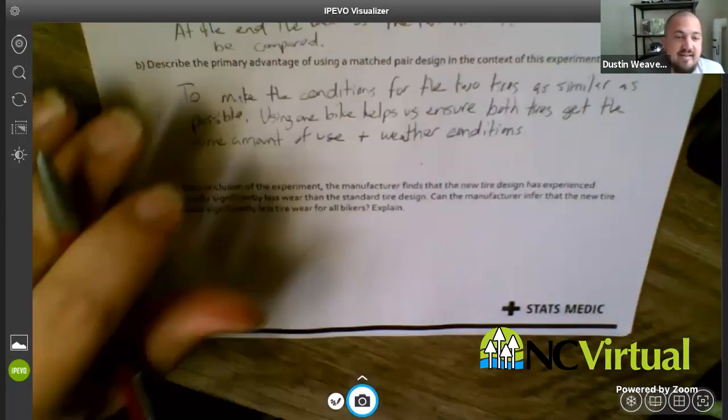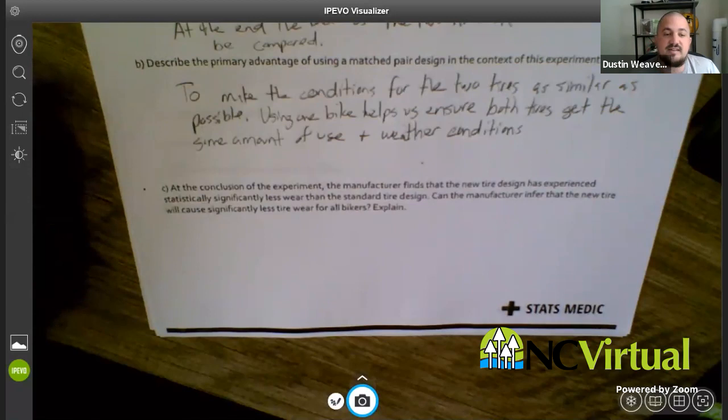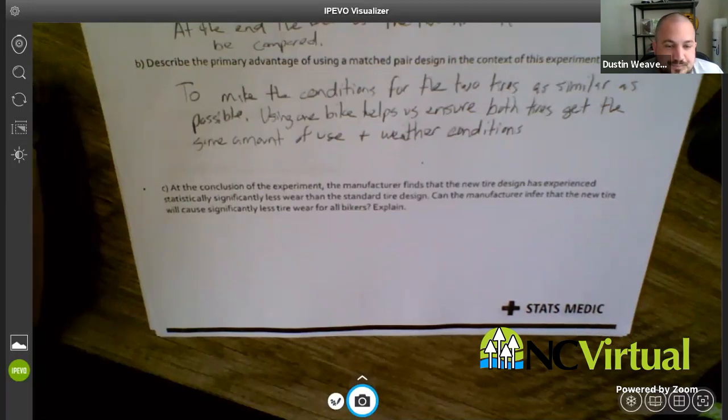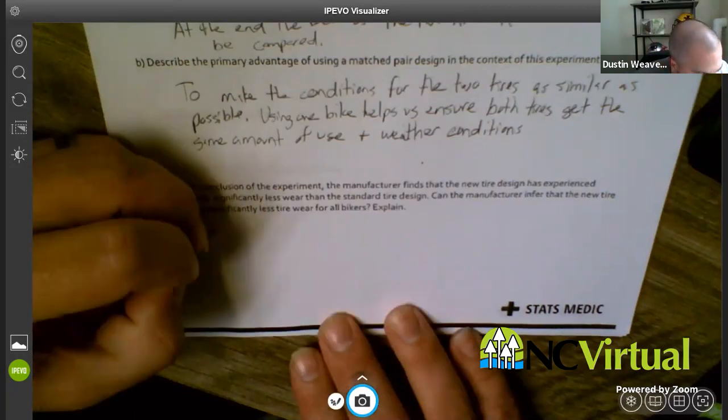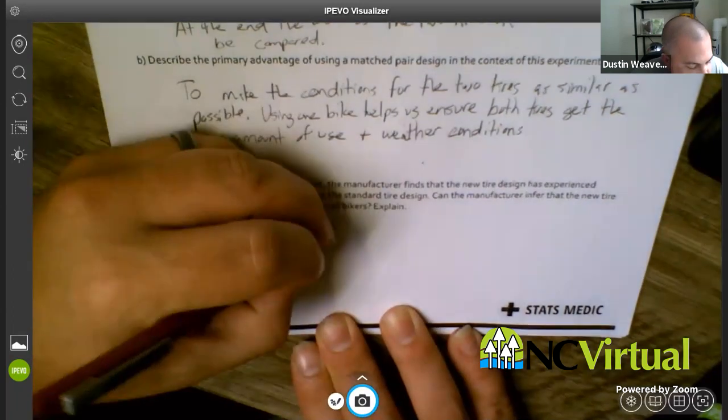Okay, so C says, at the conclusion of the experiment, the manufacturer finds that the new tire design has experienced statistically significantly less wear than the standard tire design. Can the manufacturer infer or make a conclusion that the new tire will cause significantly less tire wear for all bikers? So the answer would be no, because we used volunteers.